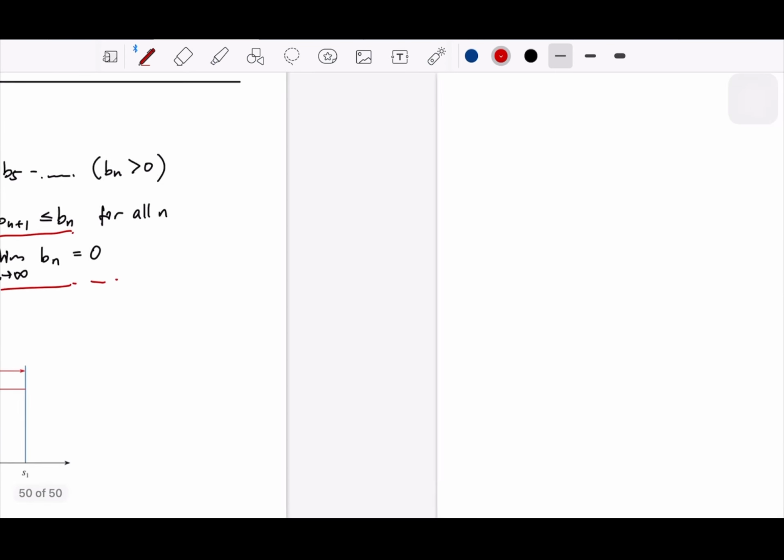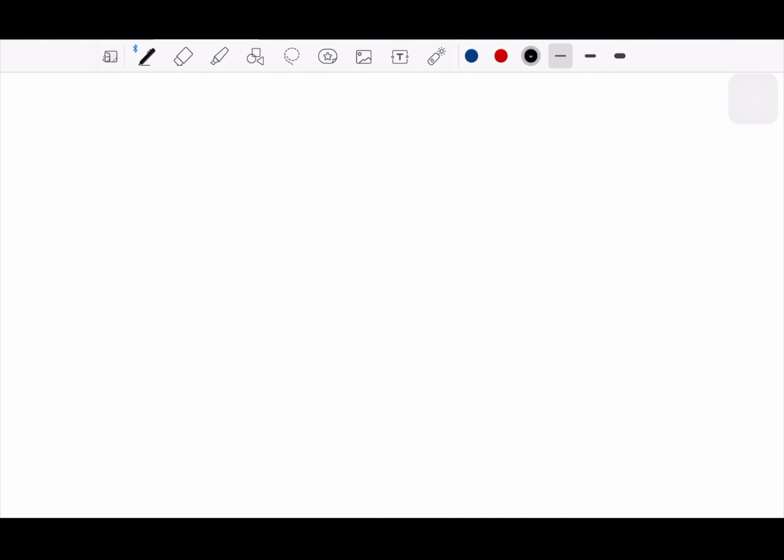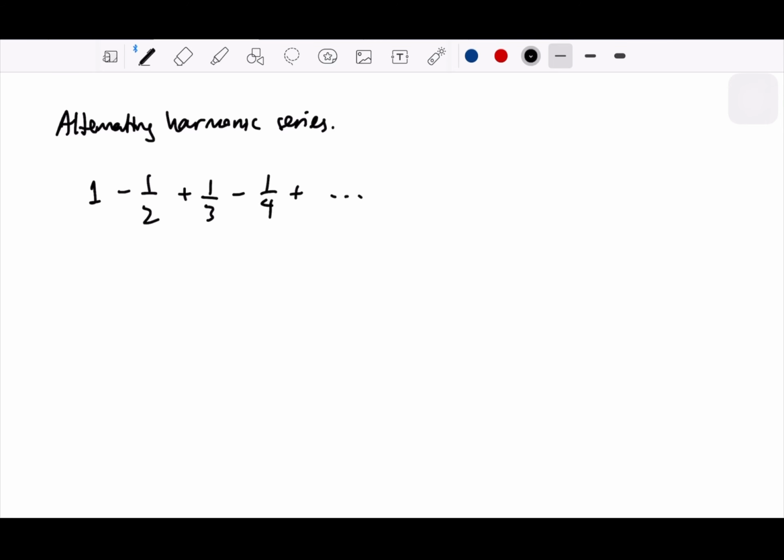Okay, so if I give you the example, the alternating harmonic series, start from 1, negative, and then plus, and then negative. Or if we have the pattern, this is the formula.